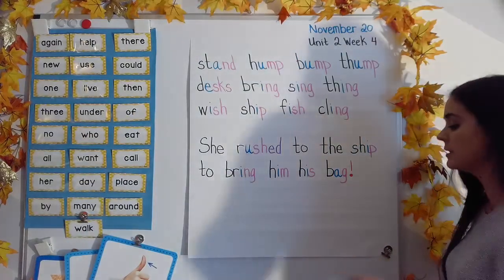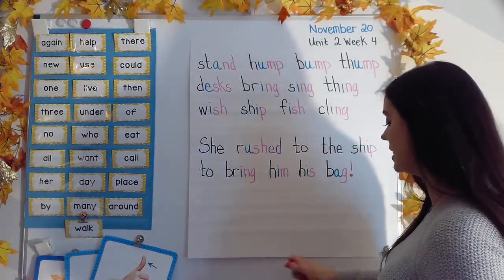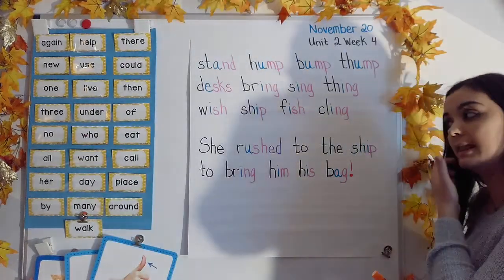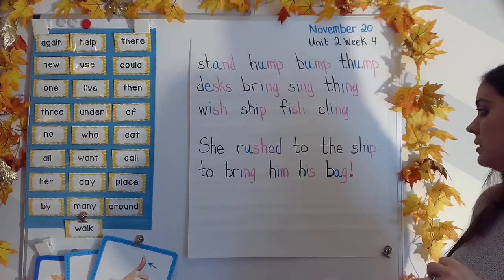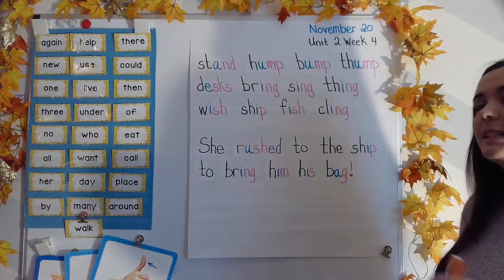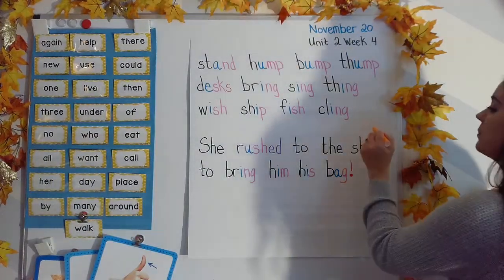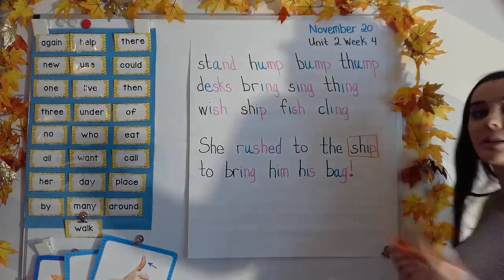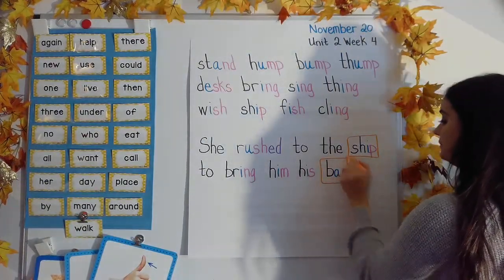All right, so let's do nouns. So we have talked about how a noun is a person, a place, or a thing. So in this sentence, how many nouns do you think we have? Show me on your fingers. All right, I see some 2s, I see some 3s. Yeah. So one of our nouns, ship. It is a place, but it's also a thing. Bag. That is a thing.